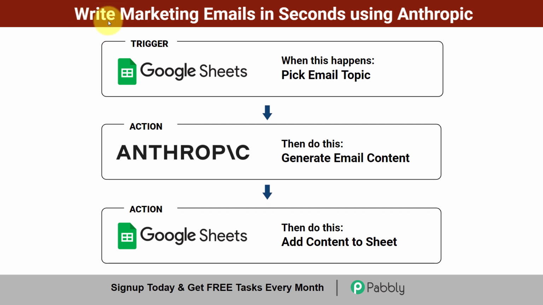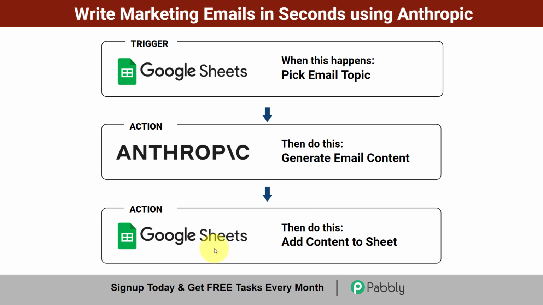In this video, I will show you how to write marketing emails in seconds using Anthropic. So Anthropic is an AI safety and research company which develops general AI systems. And the idea here is, firstly, I will add my email topic into the spreadsheet, and then I will connect my sheet with Anthropic in such a way that the topic will be picked up automatically from this spreadsheet and the content will be generated for my email automatically using this AI research company, that is Anthropic, and the same email content will be added once again to my spreadsheet.